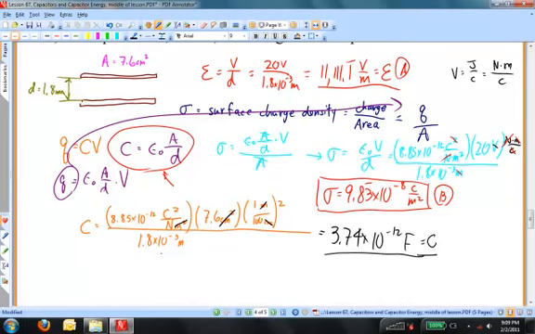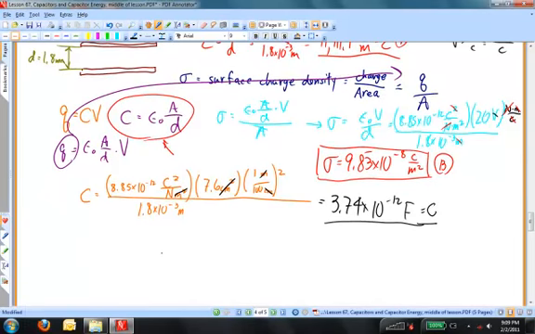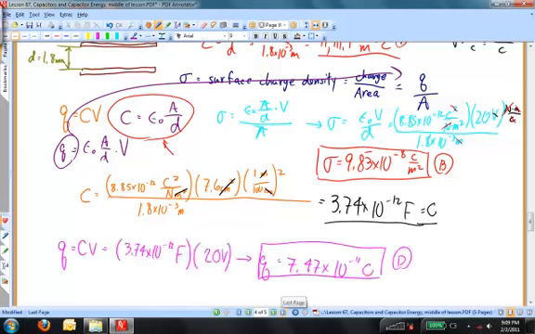Finally, let's figure out what the charge is on each plate. Q is equal to C times V. And I find that there's just under 7.5 times 10 to the minus 11 coulombs, or about 75 picocoulombs on each plate. Let's take a look at the next problem.